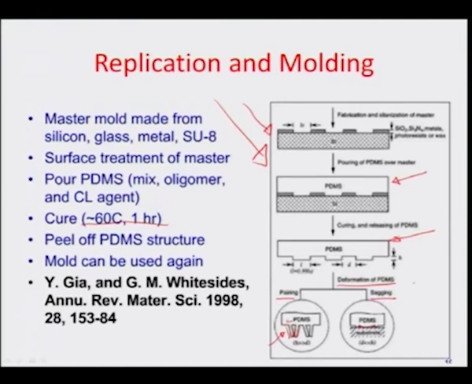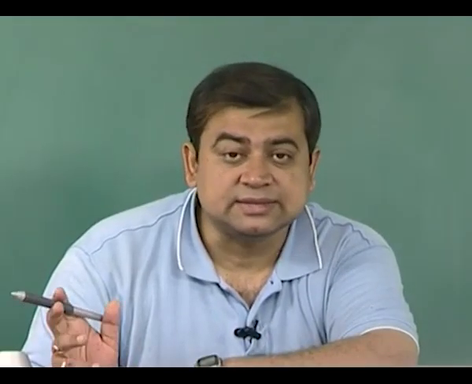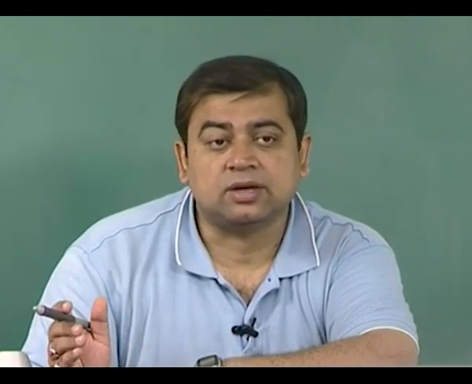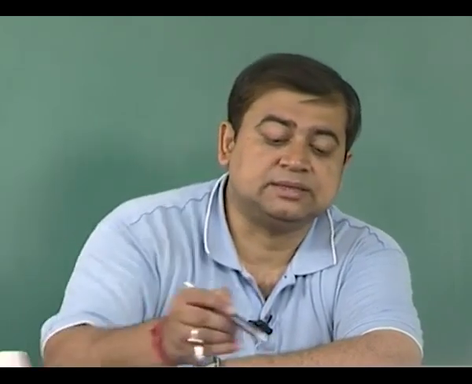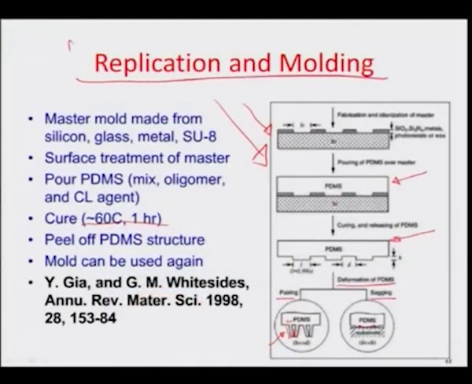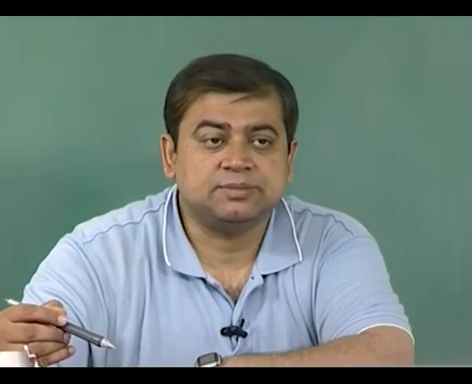But again, it is a very useful process where you can make a replica which can have structures and features in the size range of tens of microns on the surface, and you can use it as a stamp. You can do a variety of other processes based on that, and it is one of the fundamental processes in soft lithography, this replication and molding technique. It is very easily doable in any laboratory with just a little bit of infrastructure.